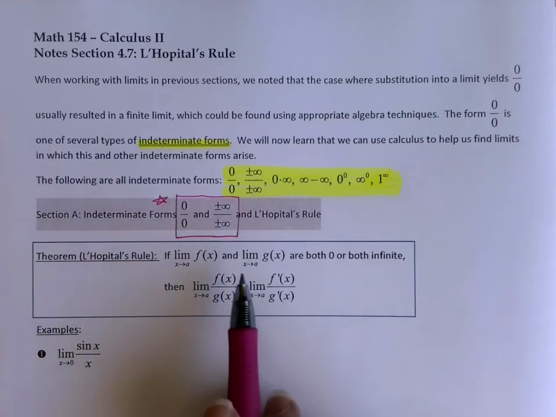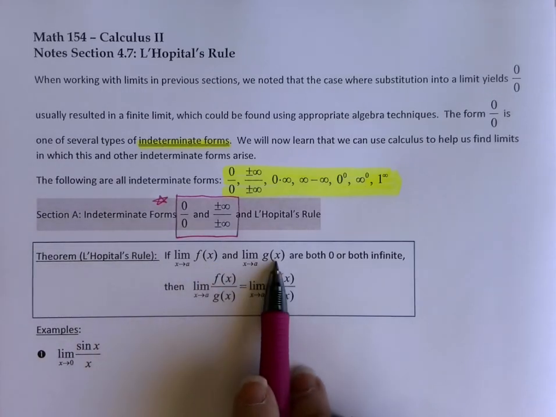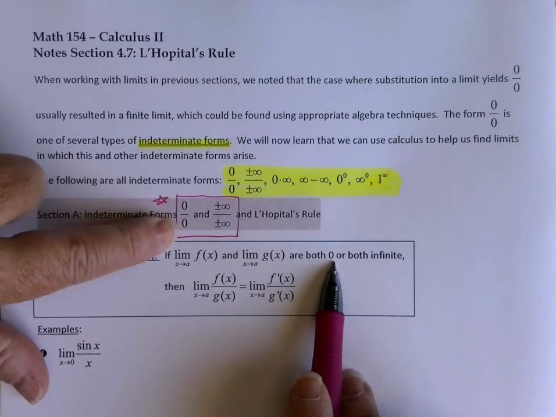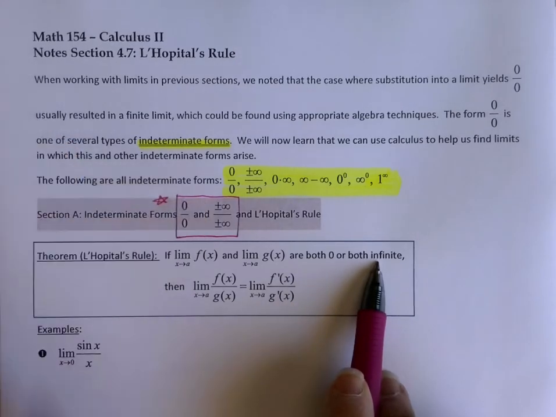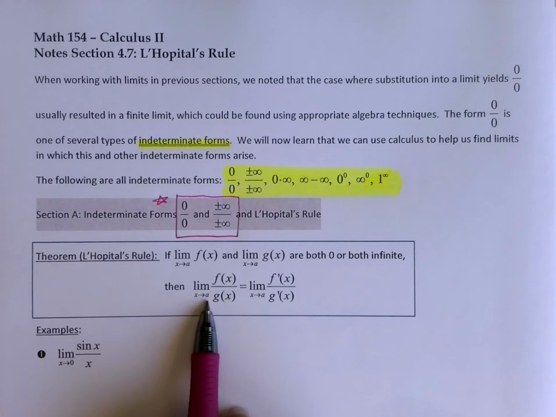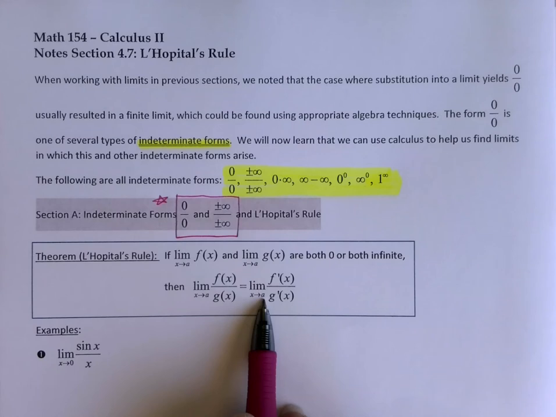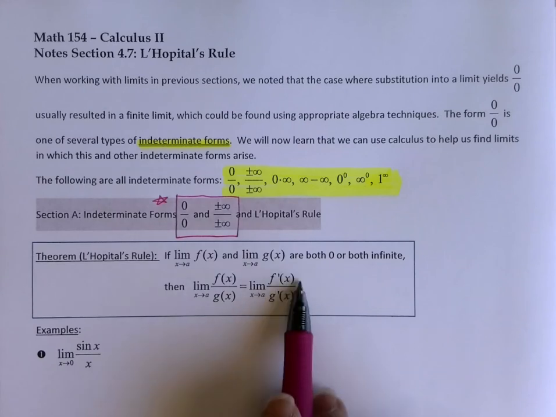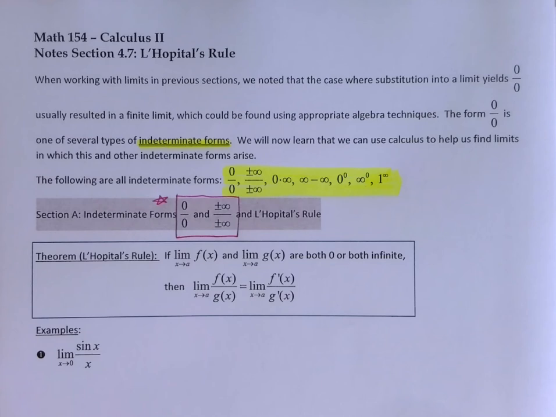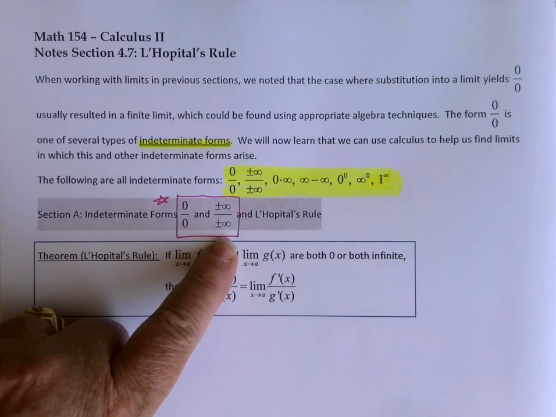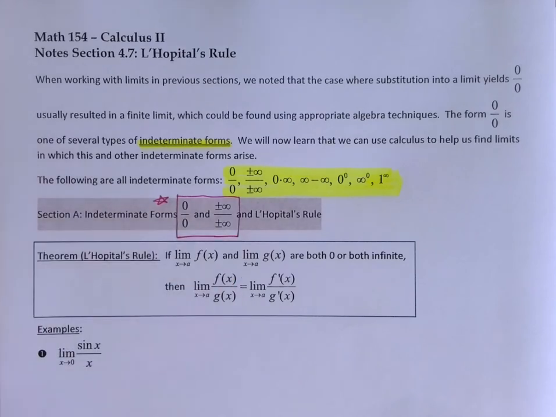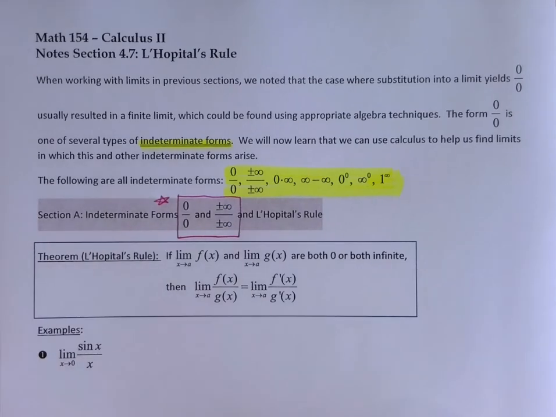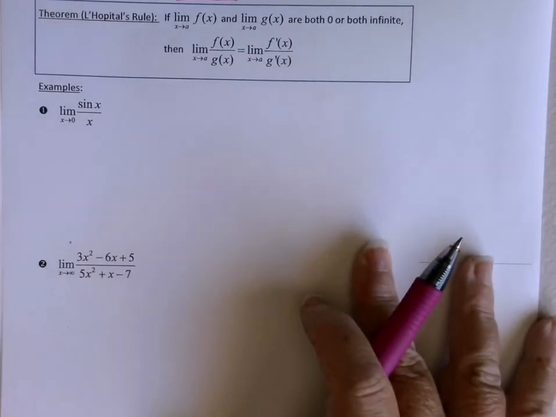Here's a statement. If the limit of f and the limit of g are either both 0 or both infinite, then the limit as x goes to a of f over g is the same as the limit as x goes to a of f prime over g prime. So what this says is if you get one of these two indeterminate forms to start out with, try taking derivatives on the top and the bottom and see if that helps you with your limit. Let's try a few problems using L'Hopital's rule.